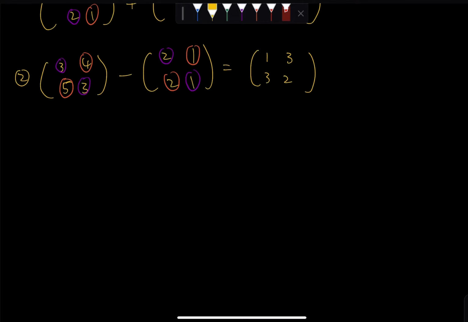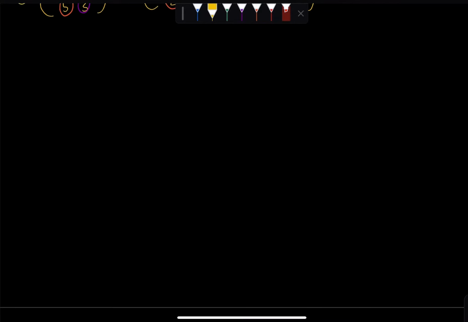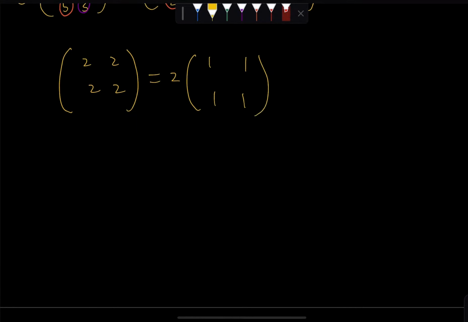And the next one is multiplying a matrix by a scalar. So what a scalar is, let's have an example here. So you have your matrix. And basically this matrix is all just 2's, right? And you can simplify it just like factoring out a number. You can just say that's the same as 2 times 1, 1, 1, 1. And this is your scalar number.